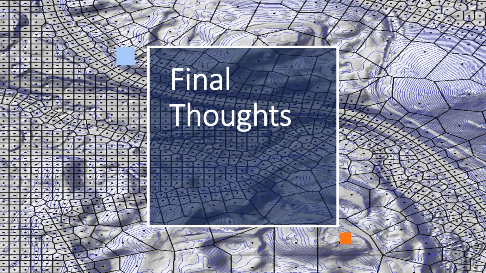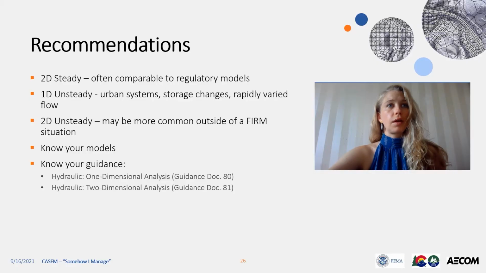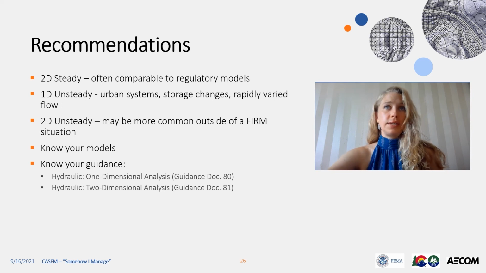Here are some final thoughts. So here are some recommendations that I've gathered throughout working on this pilot project. 2D steady may be more comparable to regulatory models and is ultimately what helped us the most with our CLOMR, as I described in the previous example. It allowed us to extract flow values through these split flow reaches while still allowing us continuity at the junctions. If we were to use the 2D unsteady model for this, we would have seen discrepancies at the junctions due to the time to peak.